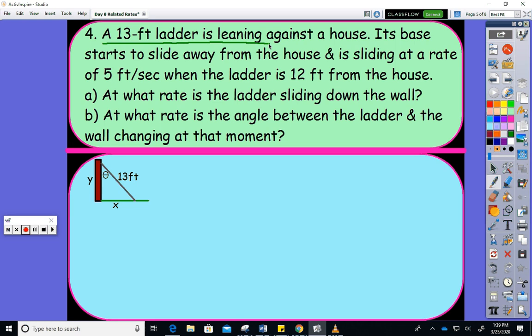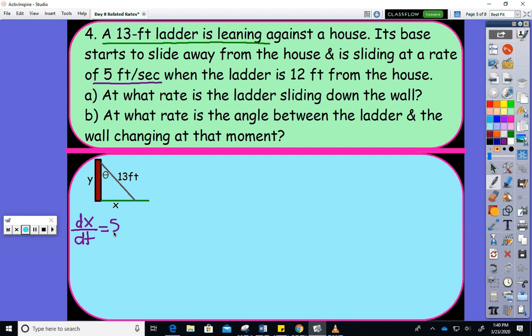All right, its base starts to slide away from the house and is sliding at a rate of 5 feet per second. Okay, so let me mention this 5 feet per second. If that's the rate at which the base of the ladder is sliding away from the wall, what you're measuring is the change in x, which if you look at the diagram I've given you, is the measurement from the base of the ladder to the wall. So I'm going to say that dx/dt is 5.